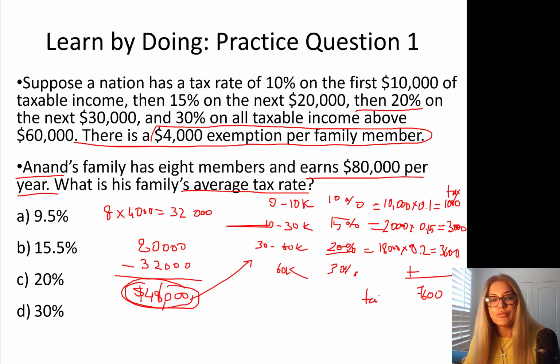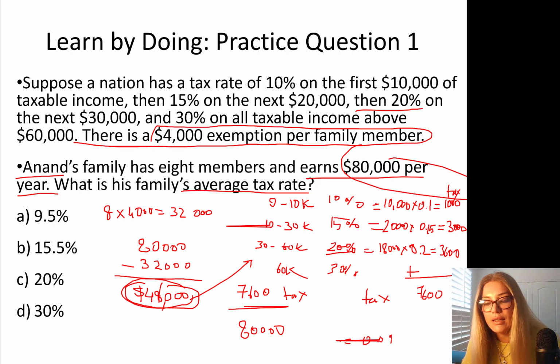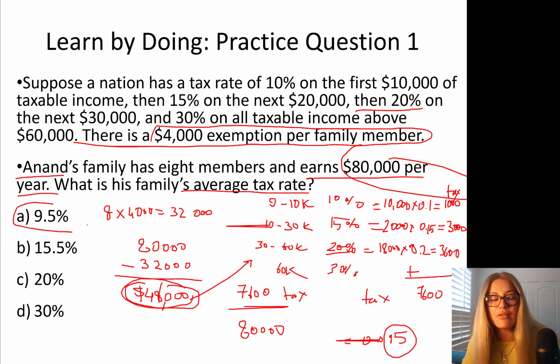What's this family's average tax rate? How can we find this? The correct answer is in the next slide. You basically put the total tax paid, divided by your earnings as a family, $80,000. If we calculate that, I am going to use a cell phone. 7,600 divided by 80,000 is 0.095. This is 9.5%, the average tax rate. What's the marginal tax rate? That is 20%. Do you see it? The marginal tax rate is 20%, and the average tax rate is much lower than that.